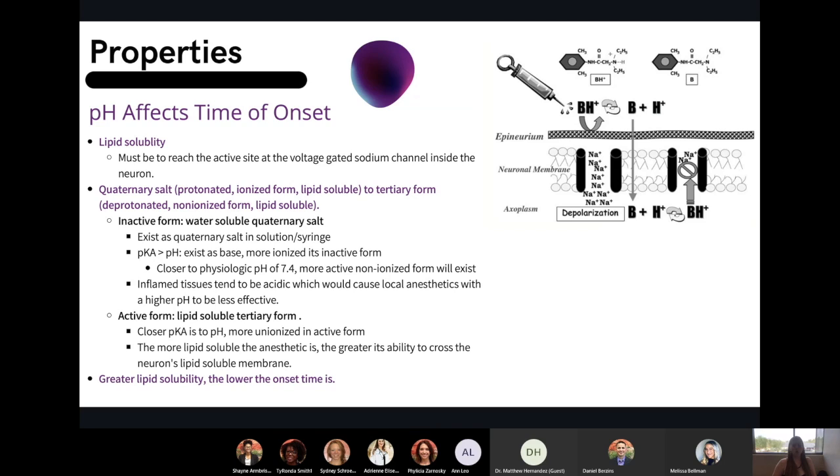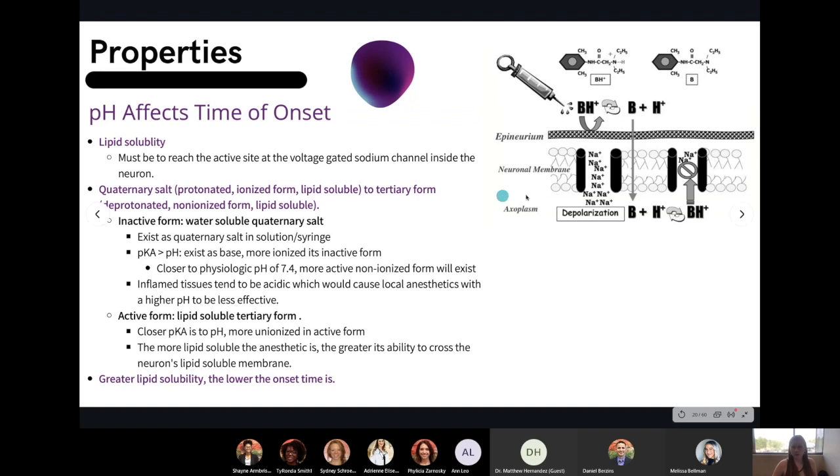Inflamed tissues will also affect the ability of local anesthetics to work. It tends to cause tissues to be acidic, which would cause local anesthetics with a higher pKa to be less effective. A trick you can do to favor the lipophilic form is to increase the pH by adding sodium bicarbonate. This will increase the speed of onset by increasing penetration into the neuron. The more lipid-soluble the anesthetic is, the greater the ability to cross the neuron's lipid-soluble membrane, thus providing it with the shorter time to onset.